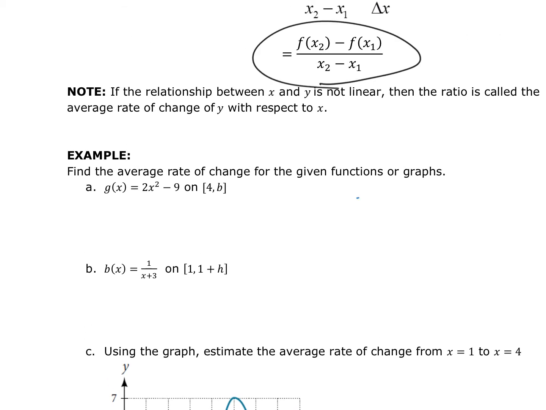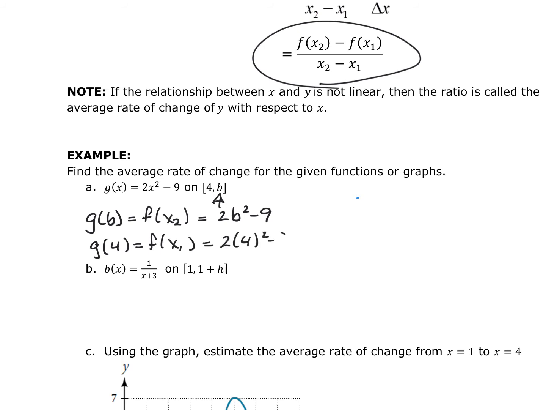It says this average rate of change is going to be f of 2. Well, this is 2. This is x2. So I have g of b. This is the same thing as f of x sub 2, which is 2b squared minus 9. Okay. That means, and then my g of 4, which is f of x sub 1, which is going to be 2 multiplied by 4 squared minus 9, which we know is 23.